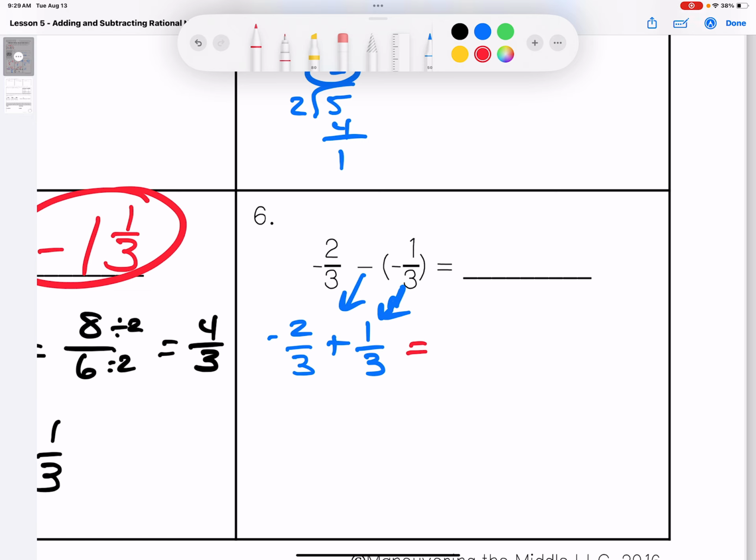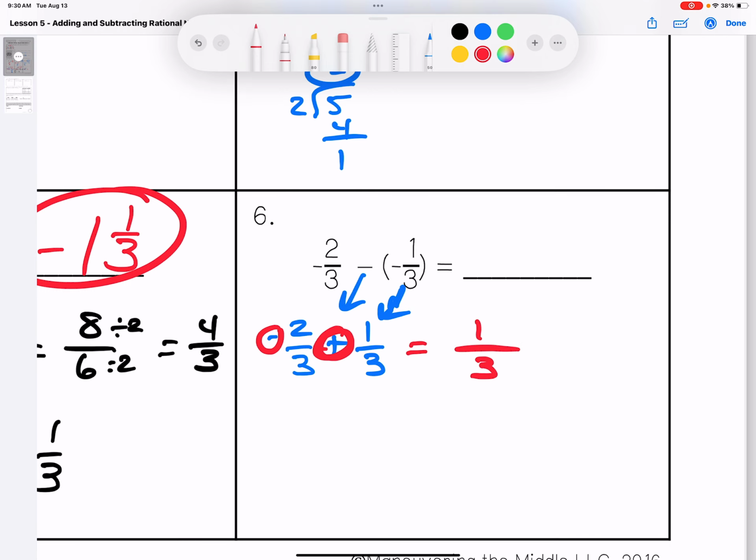So what do we do now? We're adding, and they're opposites. So you can't just add across. Look, now we're adding, and you got one negative and one positive. So we actually do what? We subtract. So we go 2 minus 1 is 1/3.